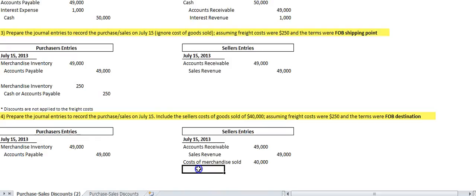So what's the offsetting entry here? Well, by now you should know that they've lowered inventory, right? So the inventory has gone down by $40,000. Okay, have we booked the freight yet? No, we have not.